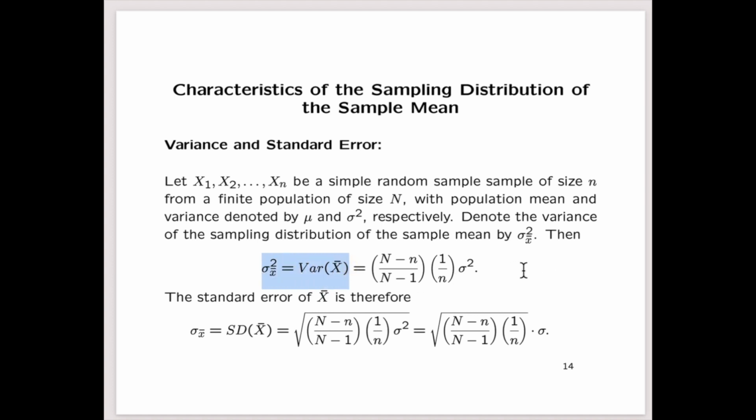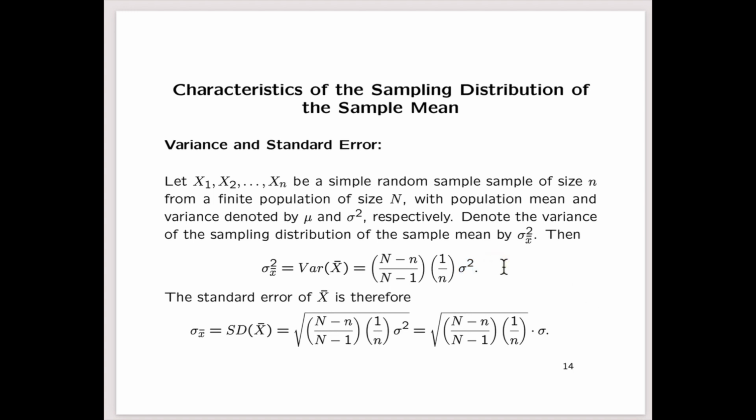And it turns out that under simple random sampling, the variance of the sampling distribution of the sample mean, x bar, is equal to this expression here, which involves the population size, the sample size, and the variance of the underlying population.